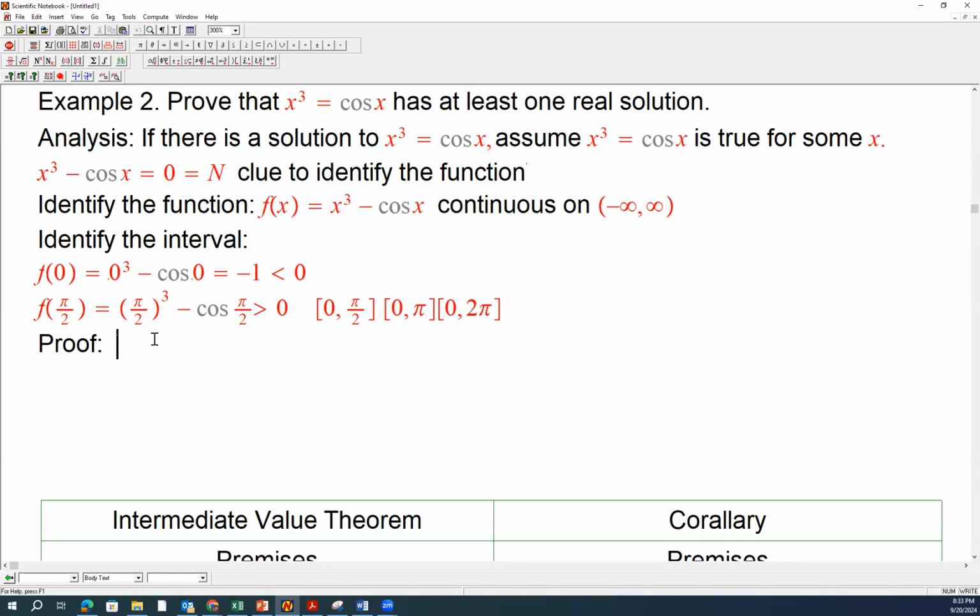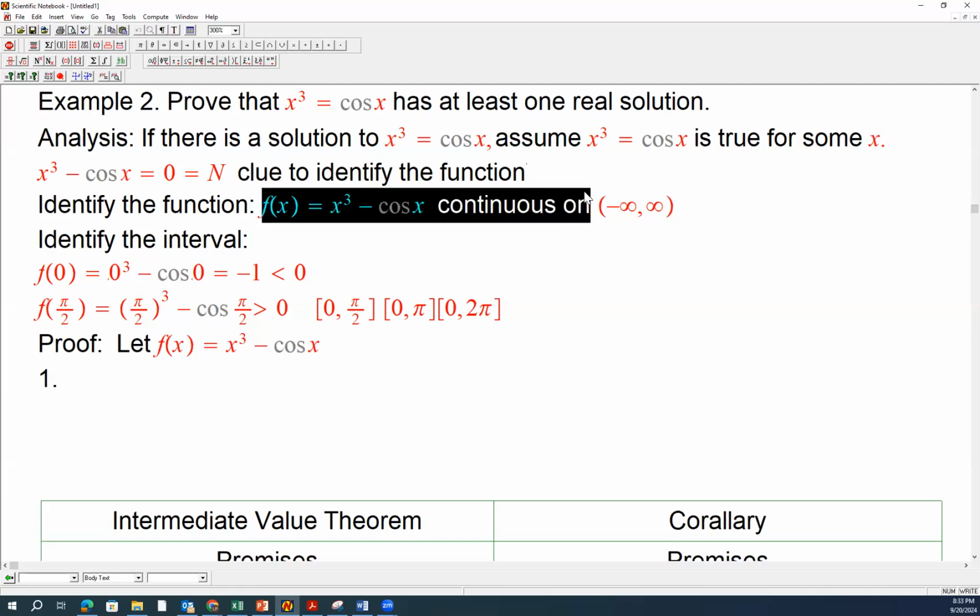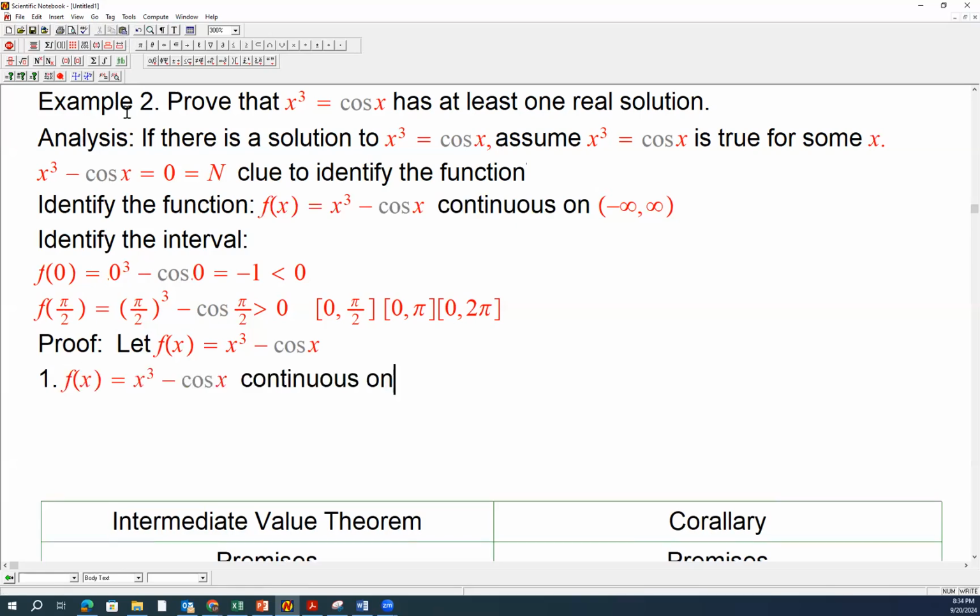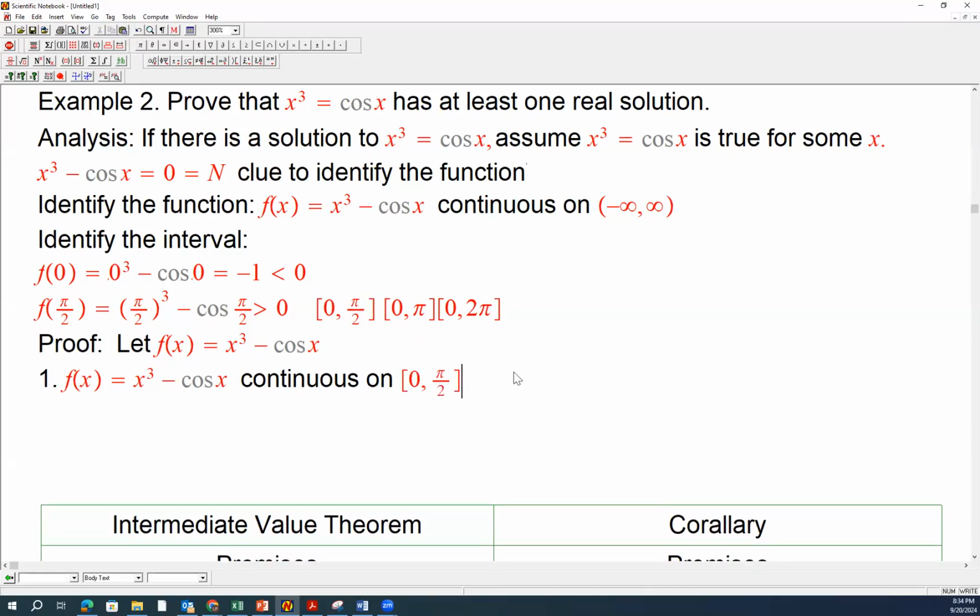So we say, let the function be such, then I'm going to say this function is continuous. Continuous where? Continuous on a closed interval. You can choose any one of these. So I'm going to choose 0 to pi over 2.